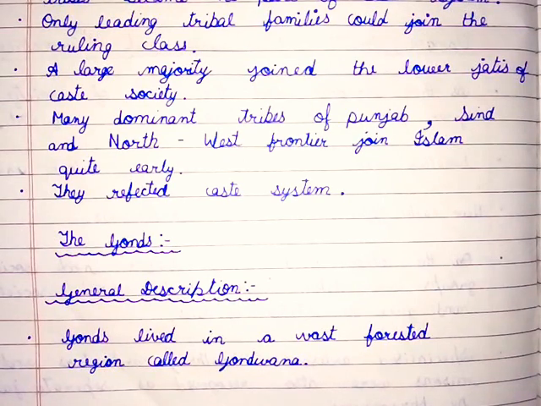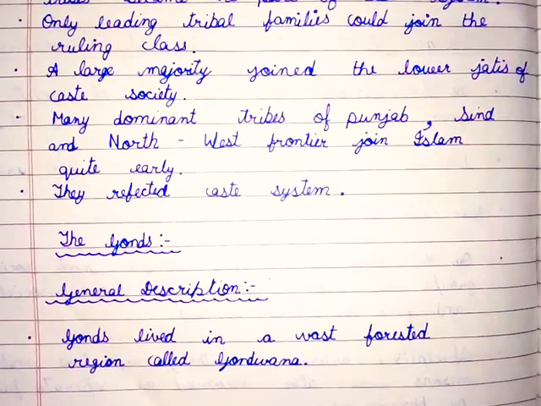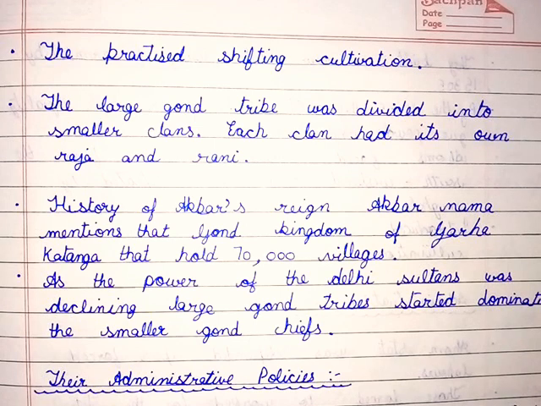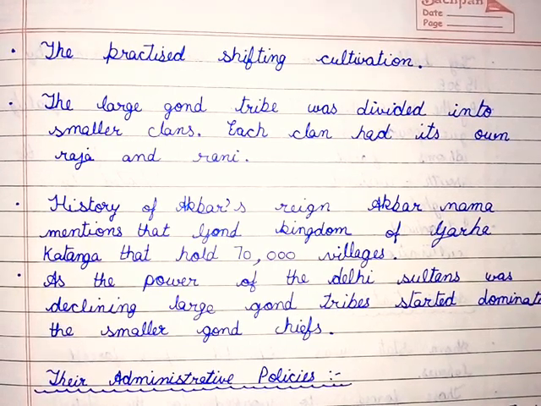The Gonds, general description: Gonds lived in a vast forested region called Gondwana. They practiced shifting cultivation. The large Gond tribe was divided into smaller clans. Each clan had its own Raja and Rai. History of Akbar's reign: the Akbarnama mentions the Gond kingdom of Garha Katanga that held 70,000 villages. As the power of the Delhi Sultans was declining, large Gond tribes started dominating the smaller Gond chiefs.